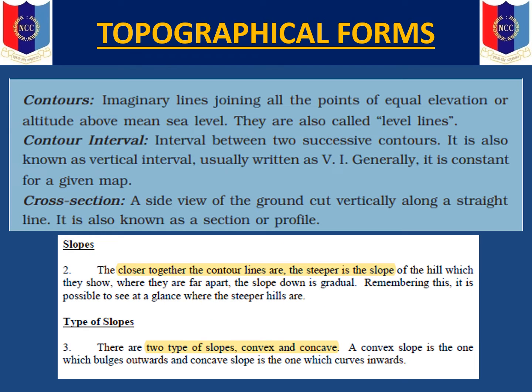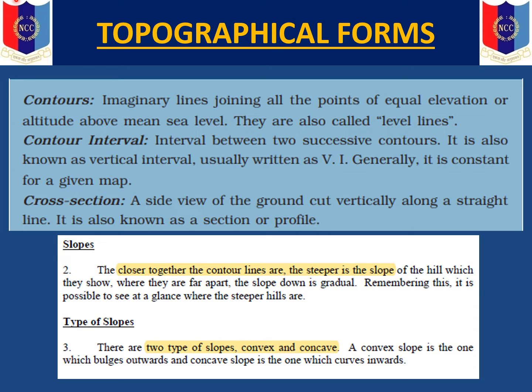Since contours are one of the most important topographical forms, we'll go into slightly more detail. Contours are basically imaginary lines joining all the points of equal elevation or altitude. The other term for elevation is altitude. So they have to be equal altitude. All the equal altitudes on the ground are connected through a line. The line is imaginary and the altitude is measured above the mean sea level.